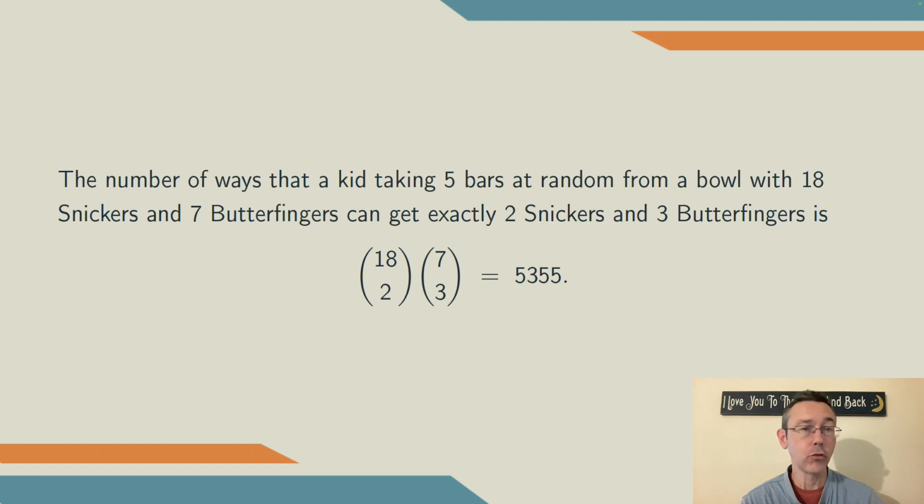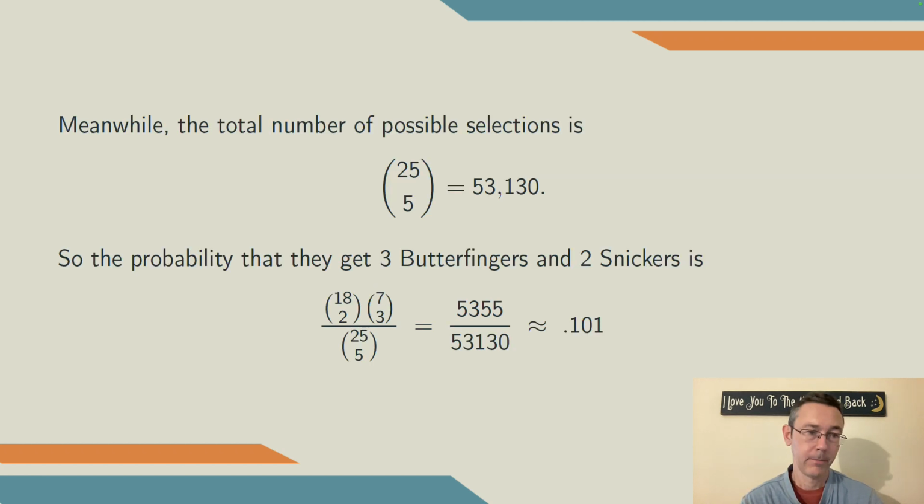If we need to get 2 Snickers and 3 Butterfingers when there are 18 Snickers total and 7 Butterfingers total, the number of ways we can do that is 18 choose 2, that's the number of ways to get the Snickers bars, times 7 choose 3, that's the number of ways to get the Butterfingers. That math all works out to be 5,355.